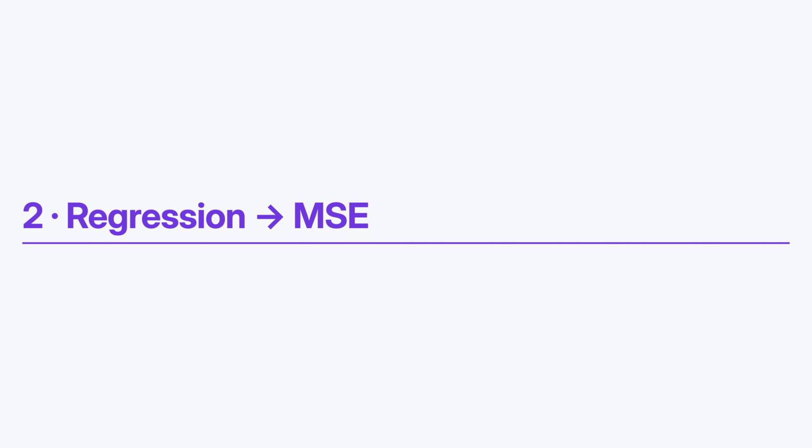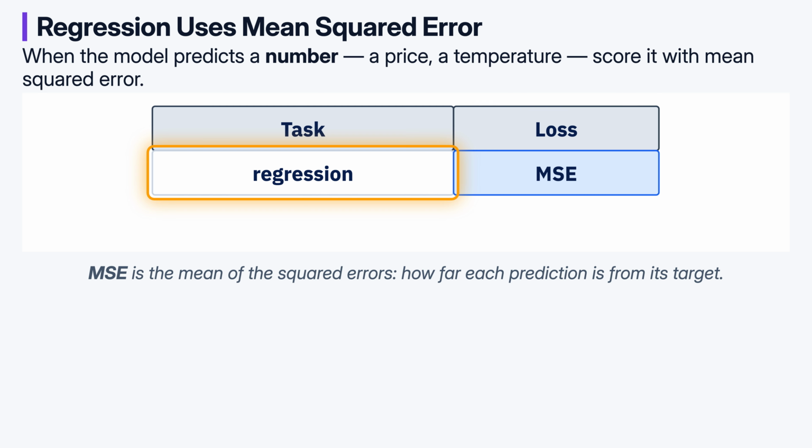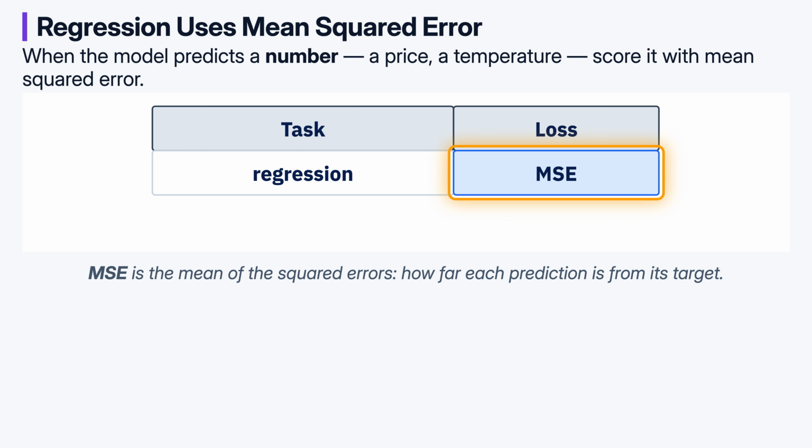So which loss do you actually use? It depends on the task. Let's start with the case where the model predicts a number. When the model predicts a number, a price, a temperature, that task is called regression. For regression you score it with mean squared error, or MSE. It's the mean of the squared errors, how far each prediction is from its target. The second row is still empty. That's classification coming up.